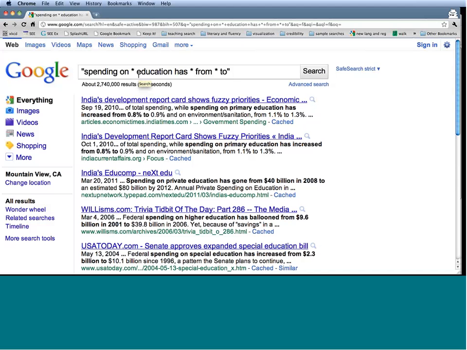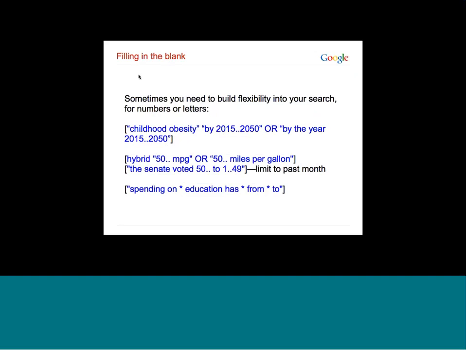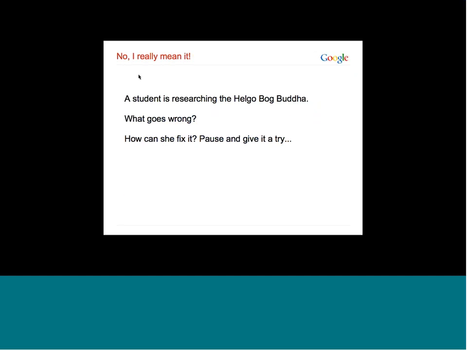So the final operator I want to show you comes up in this situation. A student is researching the Helgo Bog Buddha. Go ahead, do a search for Helgo Bog Buddha, look at what went wrong, and then think about what you can do to fix it. Give it a try.